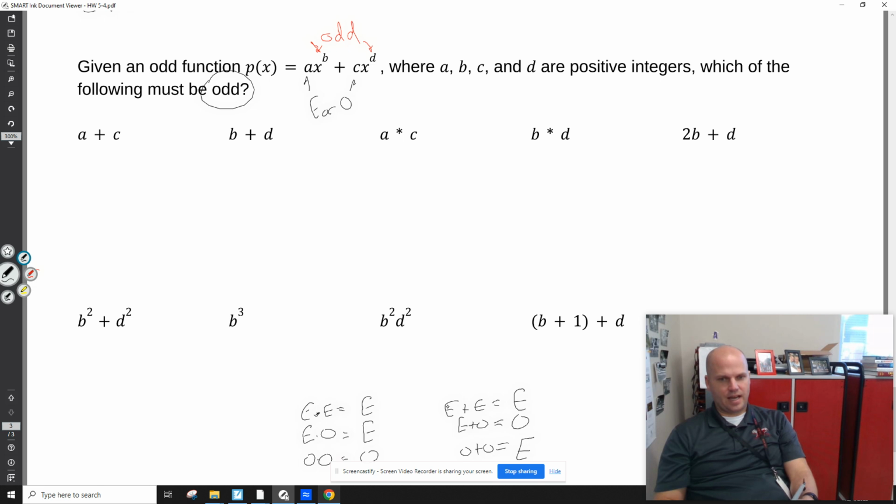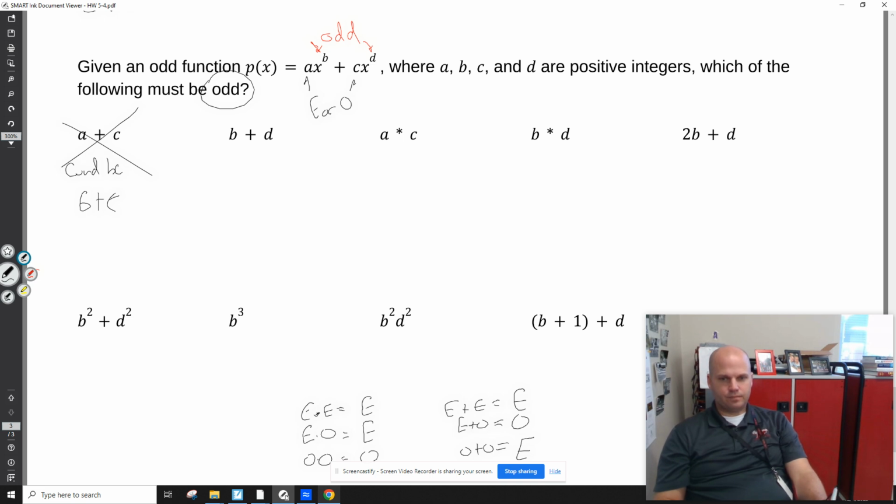Even plus odd is odd. Even plus even is even. Odd plus odd is even. So this could be even plus even. It could be odd plus odd. So no, this is not odd.